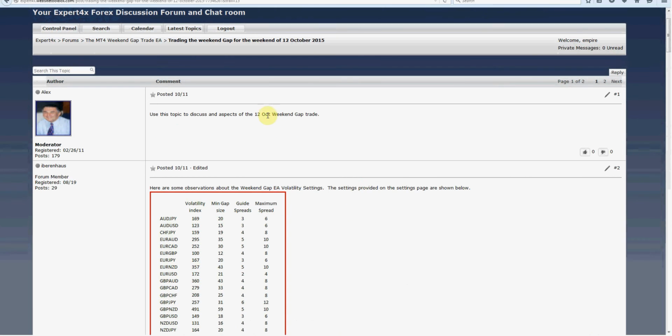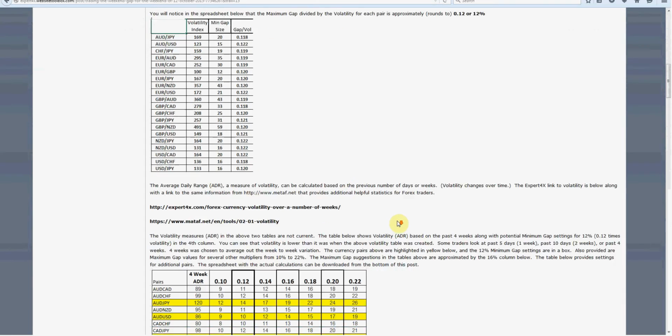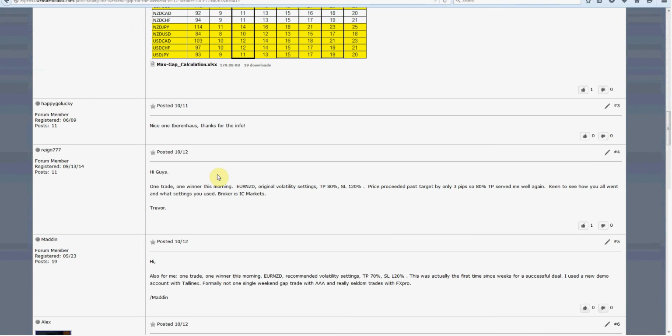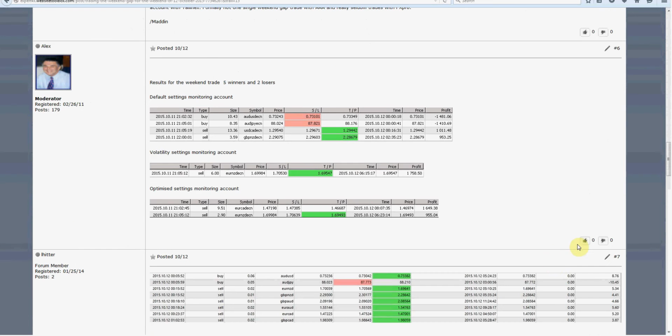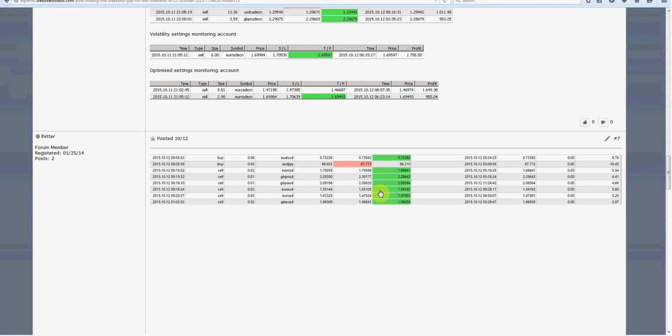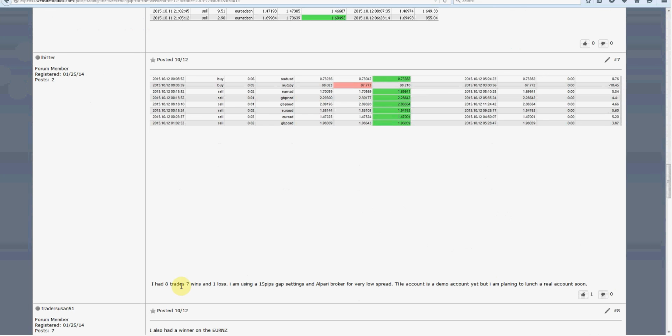All right, so this is from October 12th. This individual here only got filled on one trade, and it was a winner. One trade, a winner. This is the vendor here: 5 winners, 2 losers. Here's somebody else. See what he had to say. I had 8 trades, 7 wins, 1 loss. I'm using a 15 pip gap setting. That's actually the same thing I'm using. An Alpari broker for very low spreads. The account is a demo account yet, but I am planning to launch a real account soon.